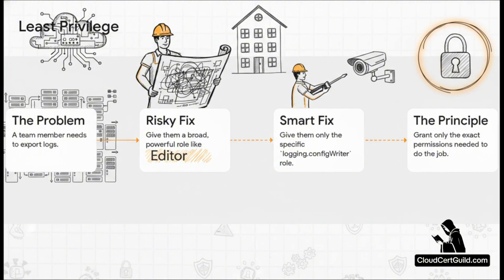Imagine someone from maintenance needs to fix a security camera. Now, the risky way to do this is to hand them the master blueprint for the entire building. That's the editor role. They could change anything. The smart way? You just give them the one screwdriver they need for that one camera, the logging.config writer role. That is least privilege. Only give the absolute minimum permission needed to do the job and absolutely nothing more.